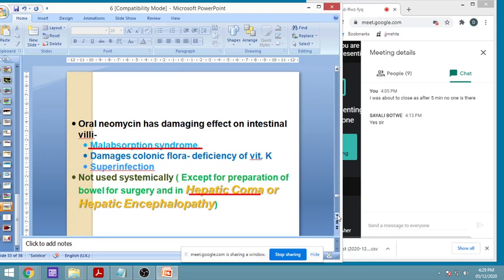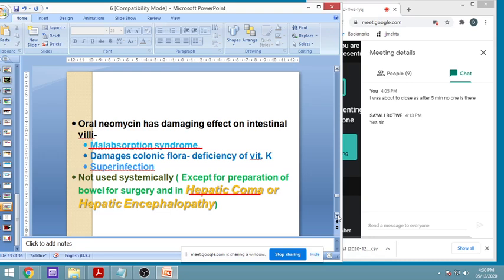because it is affecting the intestinal villi structure, and therefore it is normally not used. It also damages the colonic flora, and we have already seen the impacts of colonic flora damage, because this causes deficiency of vitamin K and an increase in opportunistic organisms. That is why we call it a superinfection.